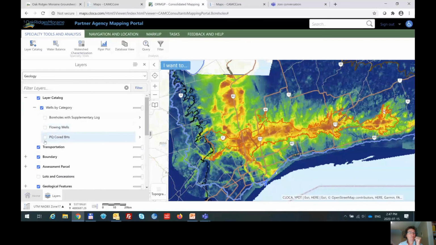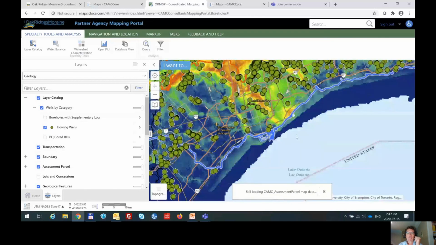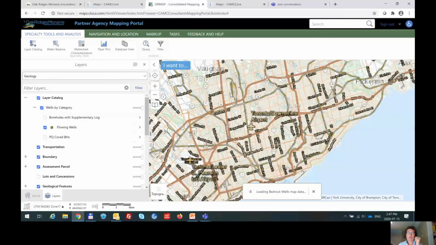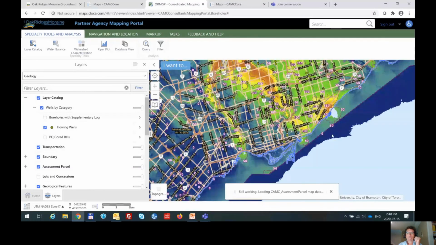Again, let me put on my flowing wells, and again, maybe relate them to Quaternary sediment thickness. So if I go down into the city, we do have some areas where interpreted bedrock valleys do contain some flowing wells. It's just running a little bit slow. Perhaps people are following along. And this is an area that we've mapped, a bedrock channel coming down through High Park.